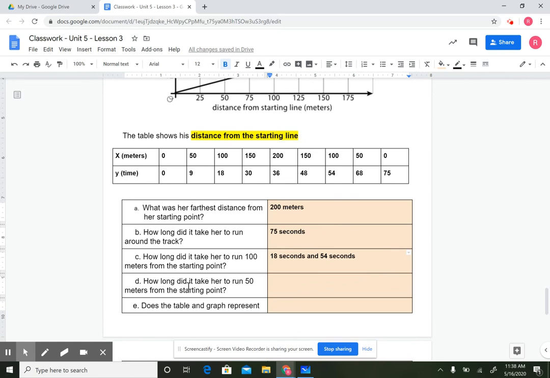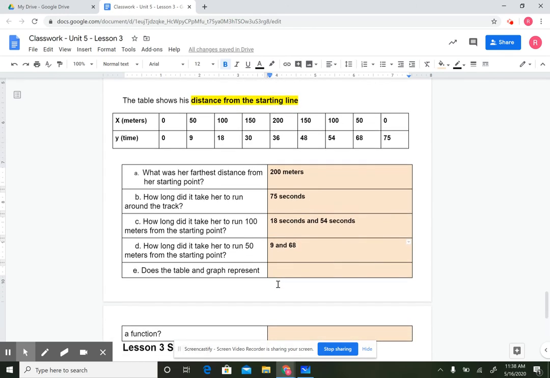How long did it take to run 50 meters from the starting point? Let's see. So there's 50 meters. So it'd be 9 and 68. Does the table and graph represent a function? Let's think about that. So no, because not every input has one output. You can see like 50 has 2 outputs, 100 has 2 outputs, 150 has 2 outputs, and so on.